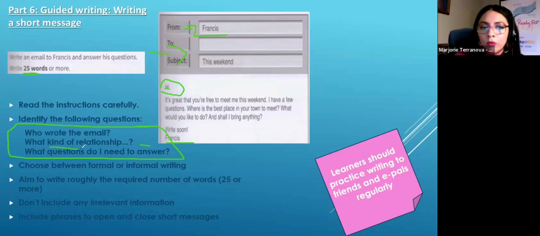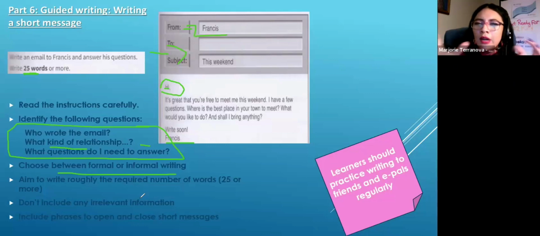This is a clue for you. Why? Because you have to choose between formal or informal writing. And when we talk about levels of formality, for maybe some of the teachers here that have done the TKT, how do we call that? Formal and informal writing, levels of formality, tone that corresponds to the area of register. So whenever you're preparing your classes, if you see register, what's register? It's about the levels of formality, okay? Don't include any irrelevant information.